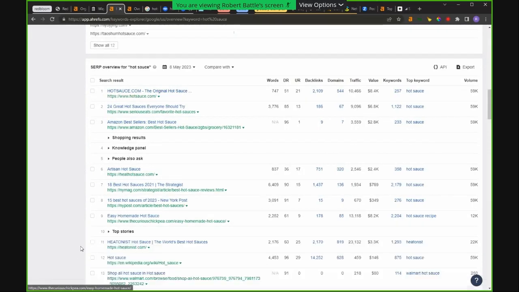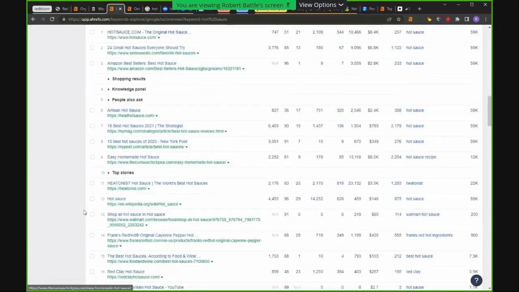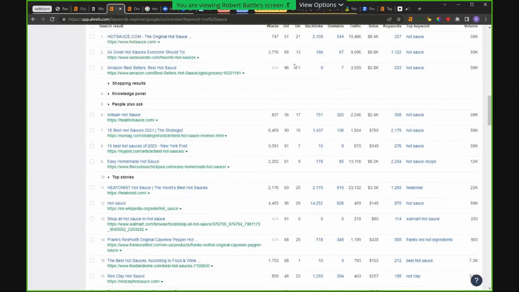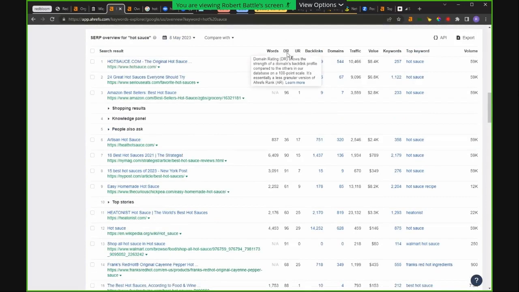So the whole point of what we're doing here is trying to assess and see maybe who has techniques that are kind of out of the box. Who is here that doesn't necessarily belong. And you can get an idea of that just looking at the domain rating. So we're looking for outliers. These are ranks 1 through, whatever, 100. But the ones that have a super low DR but are ranking. Prime example, Heat Hot Sauce.